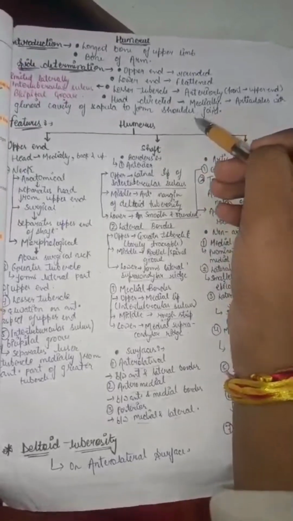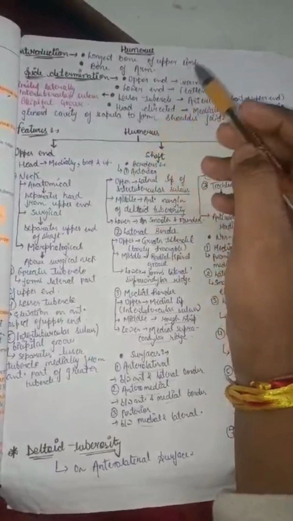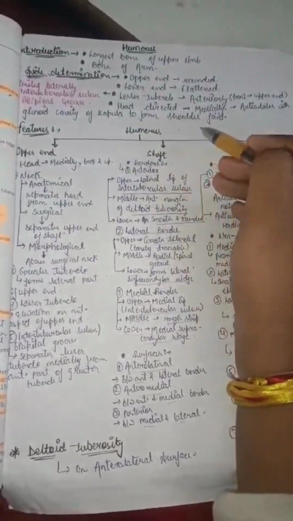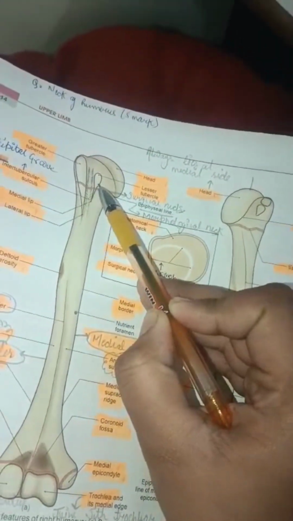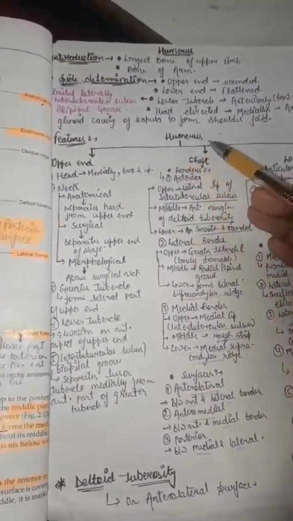Then we have a bicipital groove or intertubercular sulcus. Bicipital groove or intertubercular sulcus is surrounded by the greater tubercle and the lesser tubercle. Now let's start with the features of humerus.